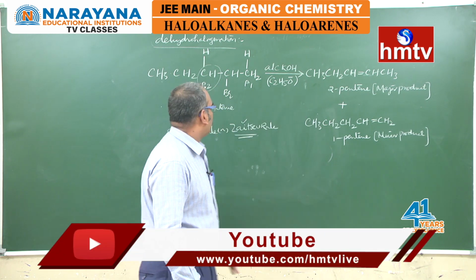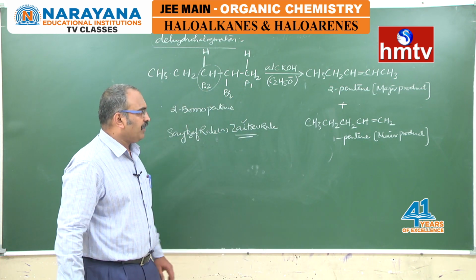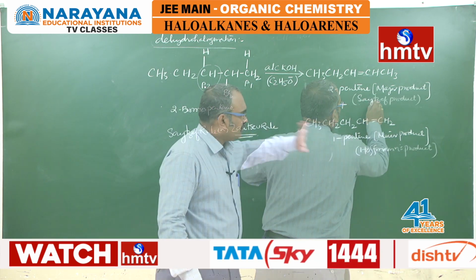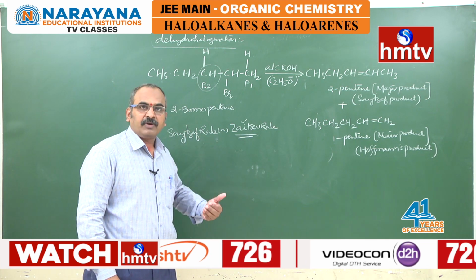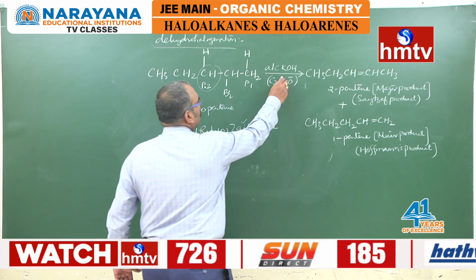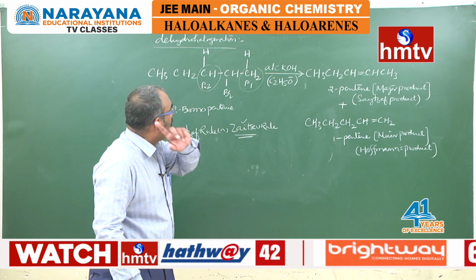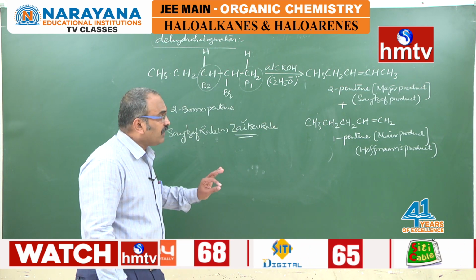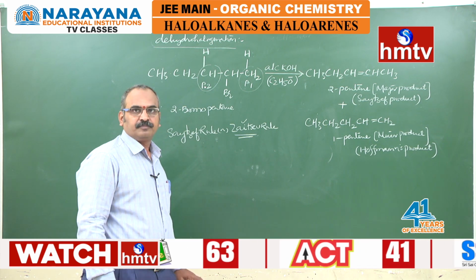So as per Saytzeff rule or Zaitsev rule, 2-pentene is the major product and 1-pentene is the minor product, and this is called Saytzeff product. This is called Hofmann's product. Hofmann's product is formed when the beta carbon having more number of hydrogens is eliminated. So if the ethoxide ion removes the hydrogen from the beta carbon having more number of hydrogens, you will get a Hofmann's product. Hofmann's product is the less stable product, the less substituted alkene.